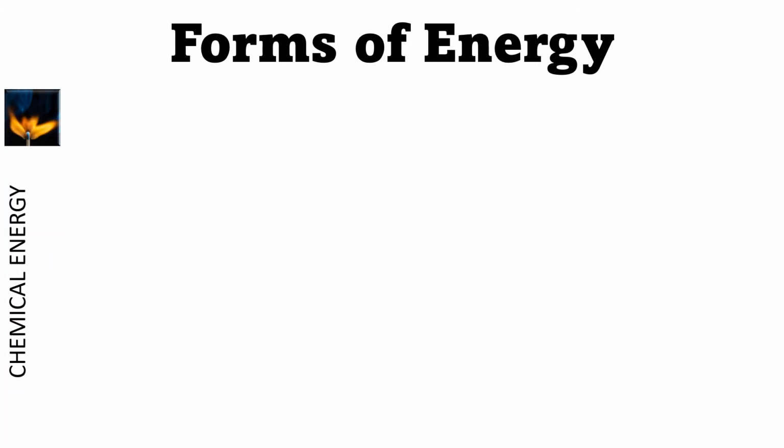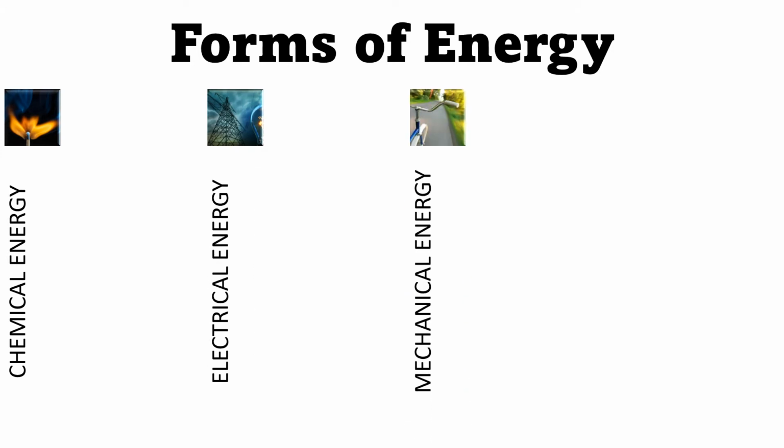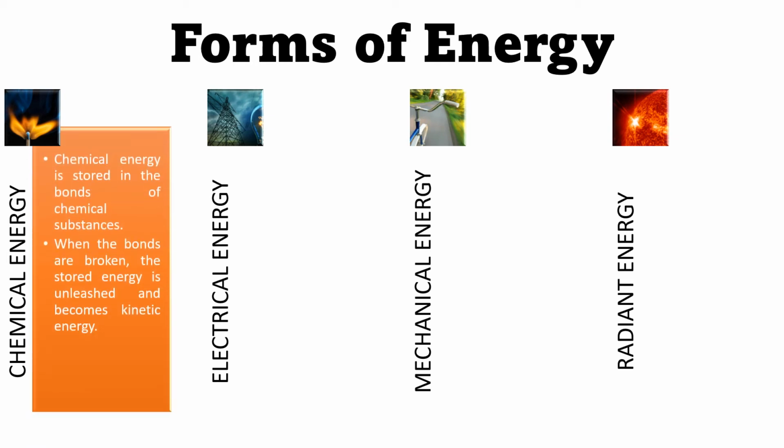Now let's look at different forms of energy. Energy has four forms: chemical energy, electrical energy, mechanical energy, and radiant energy. So, the first one is chemical energy. Chemical energy is stored in the bonds of chemical substances.